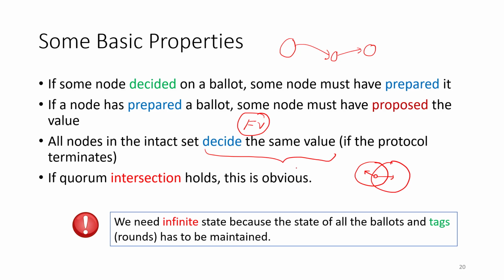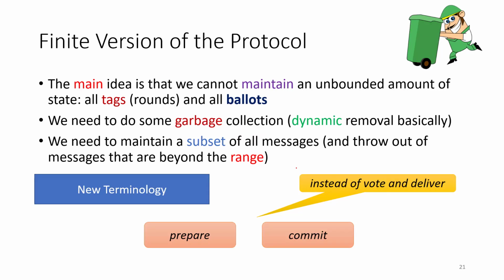So sadly, even though this algorithm works, we need an infinite amount of state, because the state of all the ballots and all the tags or rounds has to be maintained, which is not in the best interest of the algorithm designer, because it will lead to an unbounded amount of state, possibly infinite. So we have to work on a finite version of the protocol, where the idea is that we don't maintain an unbounded amount of state. Instead, we have minima and maxima and so on. So we remove entries, there is some garbage collection, right?